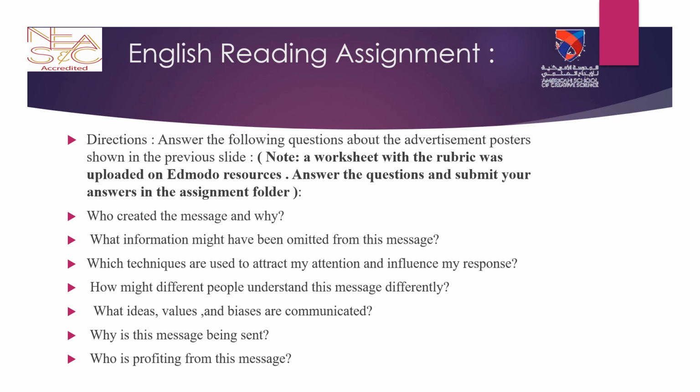How might different people understand this message differently? Of course, so many people will understand the messages hidden in these 2 print advertisements in different ways. Explain how and why. What ideas, values, and biases are communicated? You have to explain what kind of ideas are delivered here, what kind of values are communicated in these 2 print advertisements. Why is this message being sent? According to you, why did they send that particular message? You have to explain it as well.